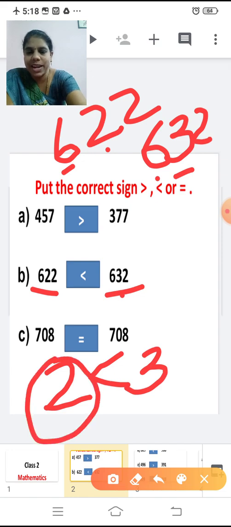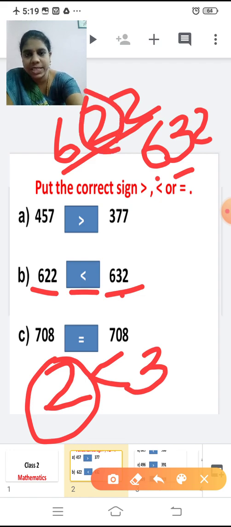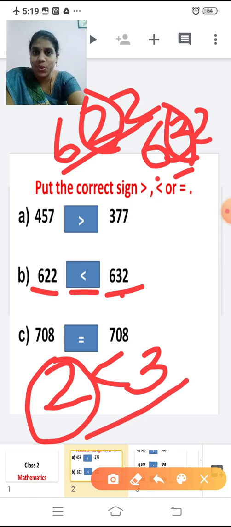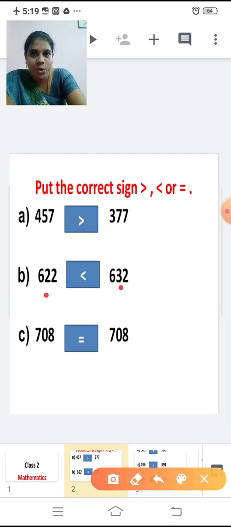Since 2 is less than 3, 622 is less than 632. I'll repeat it. First we have to compare the hundreds place. Here in both the numbers we have 6 in the hundreds place. So now we'll compare the digits at the tens place. In the first number we have 2 in the tens place. In the second number we have 3 in the tens place. So now compare between 2 and 3. 2 is less than 3. Since 2 is less than 3, 622 is less than 632. Now shall we move on to the next one?